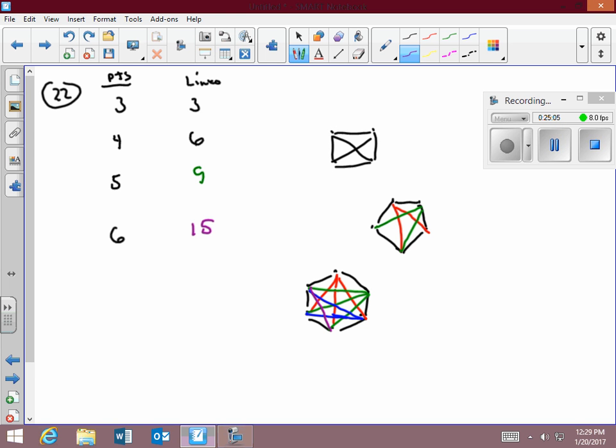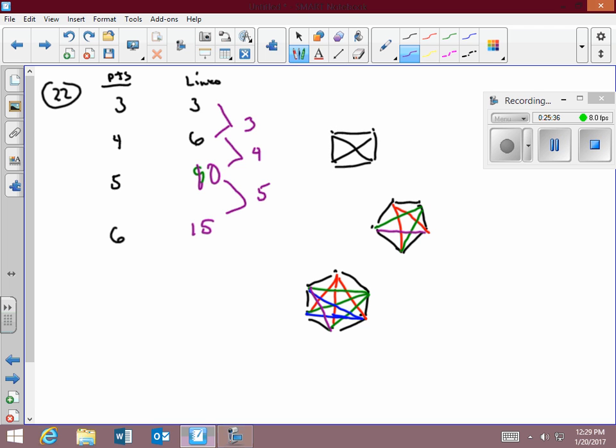Professor, the one with 5 points is 10 lines, not 9 lines. My counting. 1, 2, oh yeah, here's another one. You go over here and there's one here. Okay, yeah. There's 3, 4, 5.